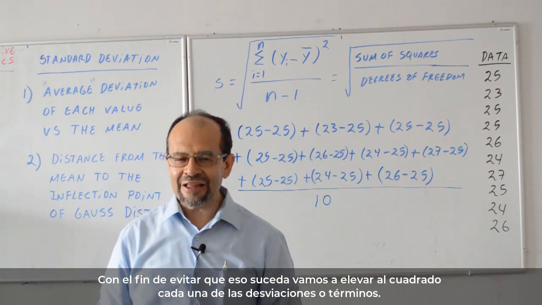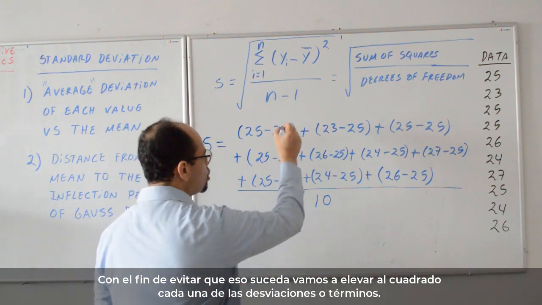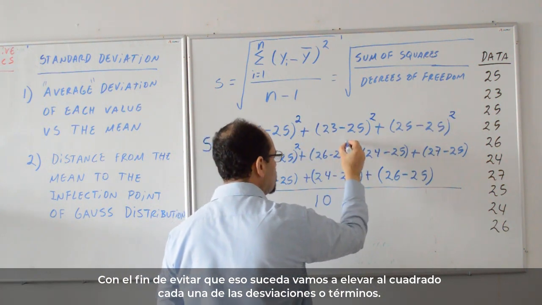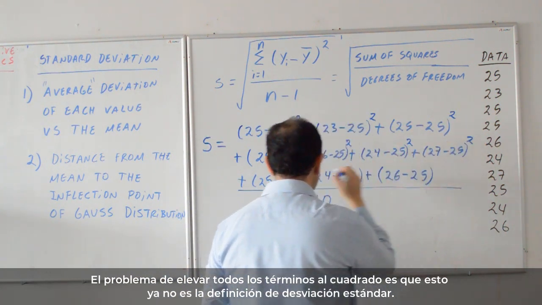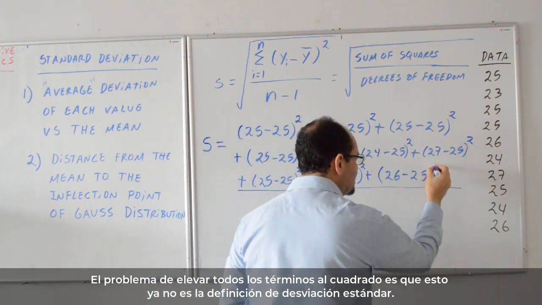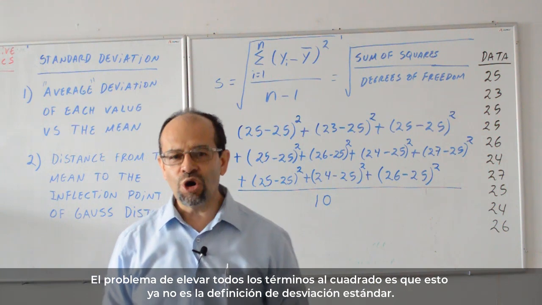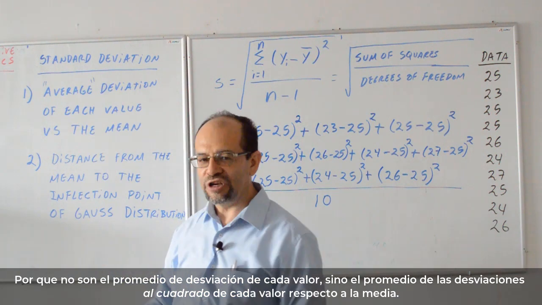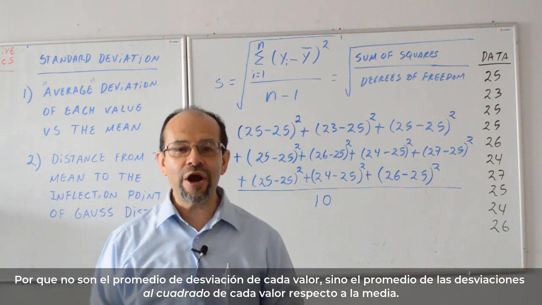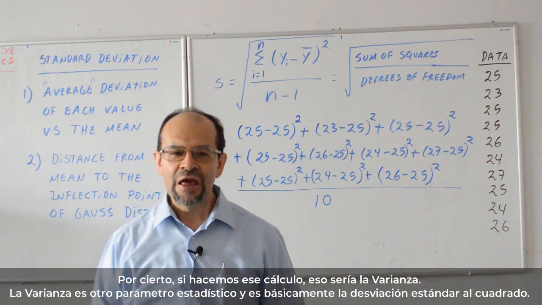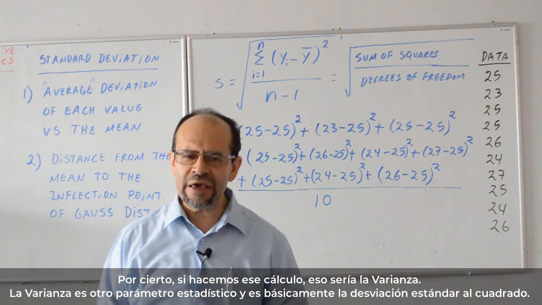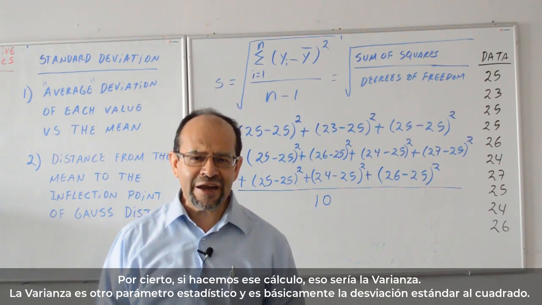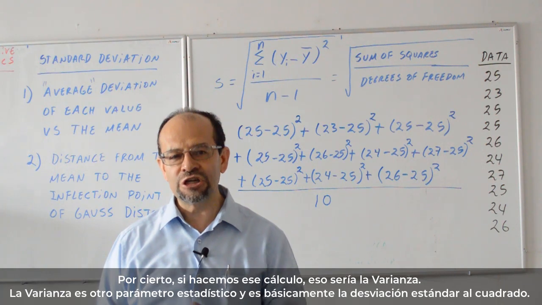In order to prevent that effect from happening, we are going to square everything here. We are going to square all the deviations. We are going to square all terms. The problem of squaring all the terms is that this is not anymore the definition of standard deviation, because this is not the average deviation of each value. That will be the average square deviation of each value. By the way, if we do that calculation, that will be more or less the variance. Variance is another statistical parameter, and variance basically is the standard deviation squared.